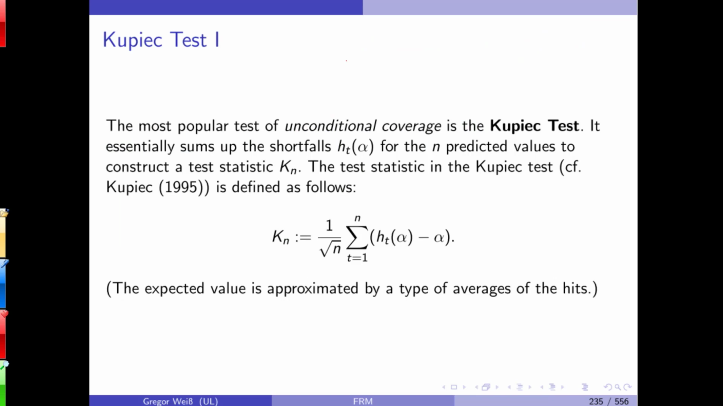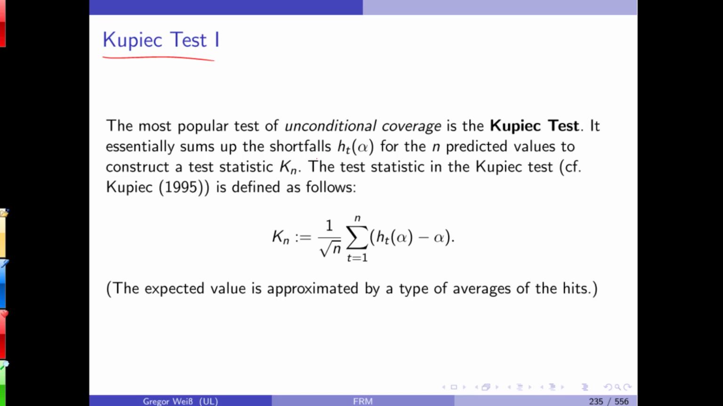The most popular test is the so-called Kupiec test. I think it's Kupiec. It's named after Paul Kupiec, a researcher at the Federal Reserve System. And it's the most popular test of unconditional coverage. A very simple one from 1995.